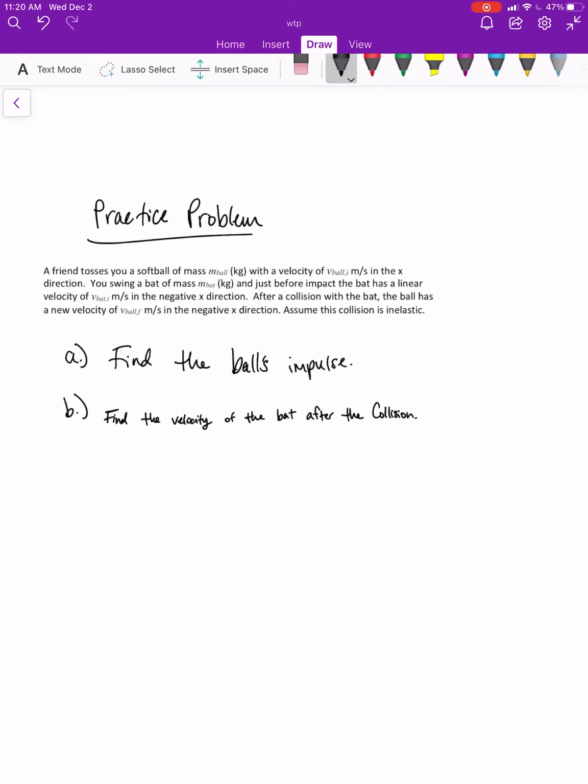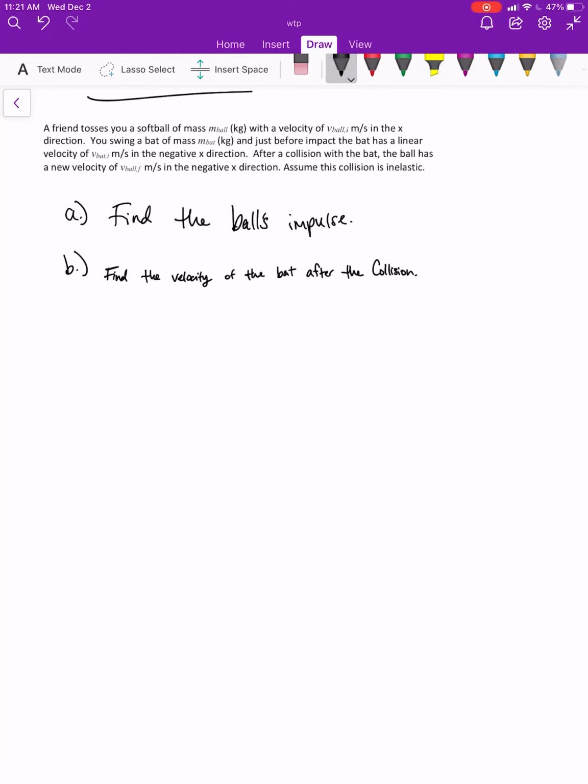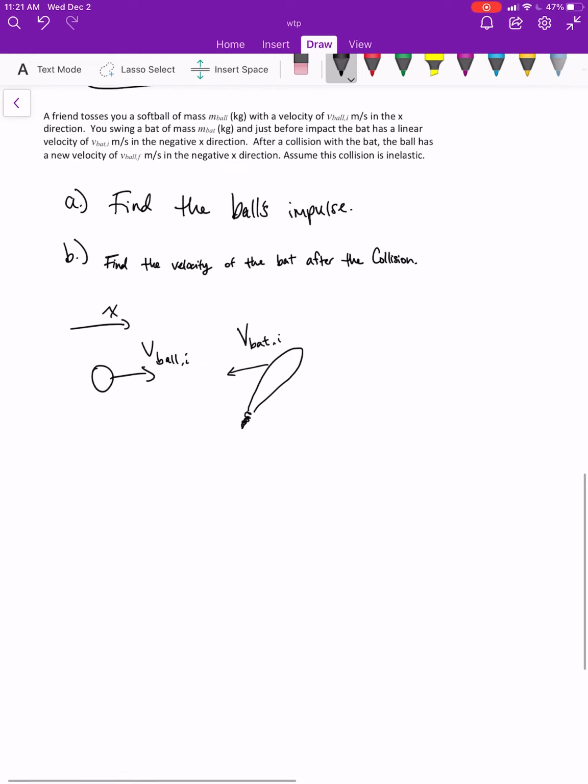Okay, so now we're going to do a practice problem. In this example, a friend tosses you a softball with mass m ball with a velocity of v ball initially in the x direction. You swing a bat with mass m bat, and just before the impact, the bat has a linear velocity of v bat initially in the negative x direction. After the collision with the bat, the ball has a new velocity of v ball final in the negative x direction. Assume this collision is inelastic.